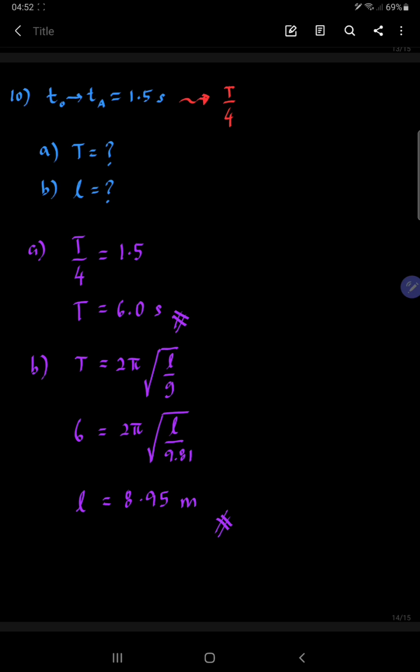For the pendulum, the equation of period is 2 pi square root of L over g. The period calculated just now is 6 seconds. L we need to find, g is just a constant. Substitute into this equation and you will get the answer. So the length of the string for this pendulum is 8.95 meters.